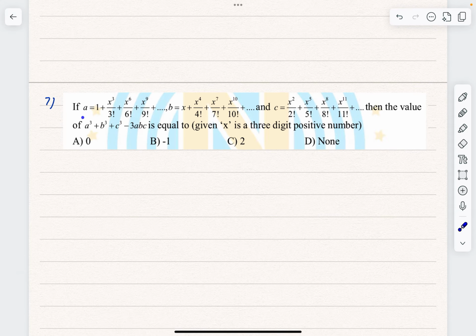a is equal to 1 plus x cube by 3 factorial plus x power 6 by 6 factorial plus x power 9 by 9 factorial, and so on. Similarly, b and c are given. They're asking for the value of a cube plus b cube plus c cube minus 3abc.